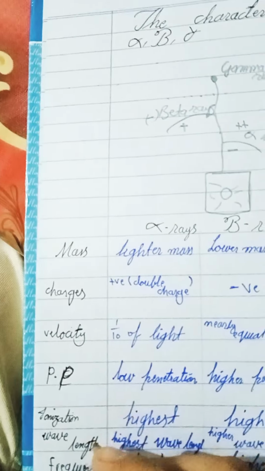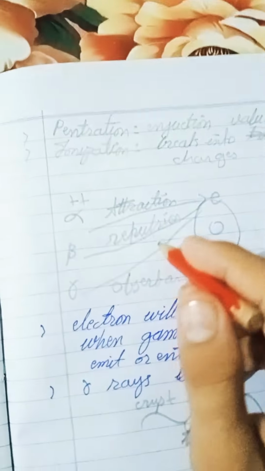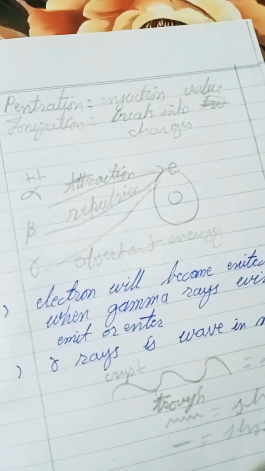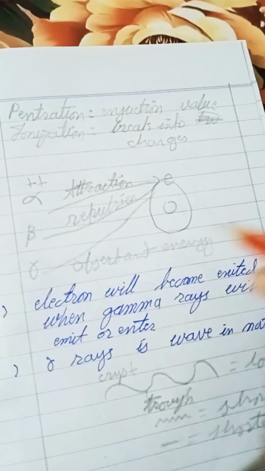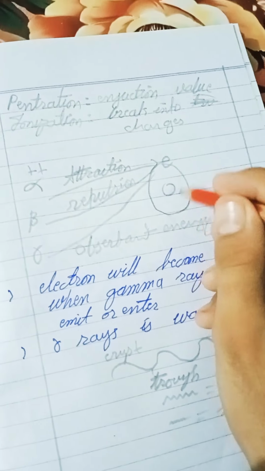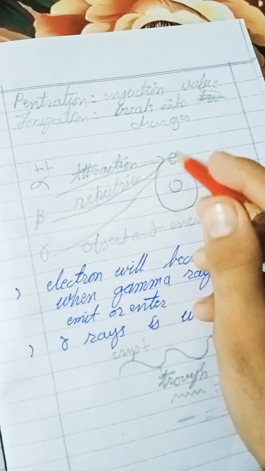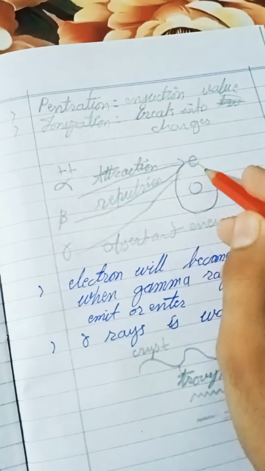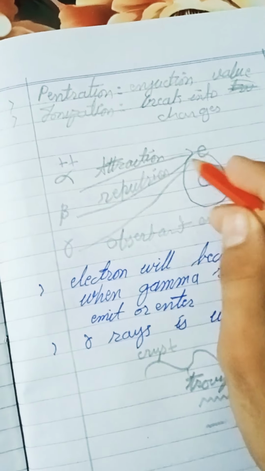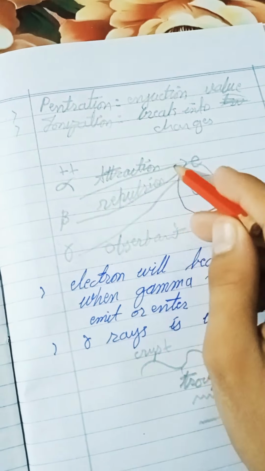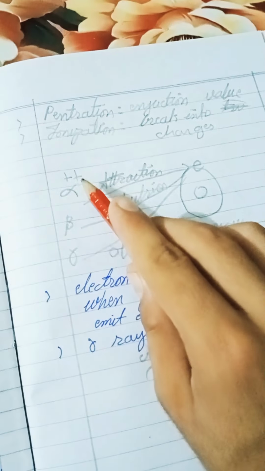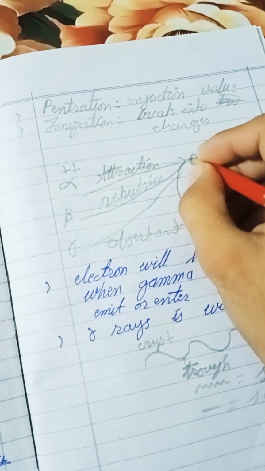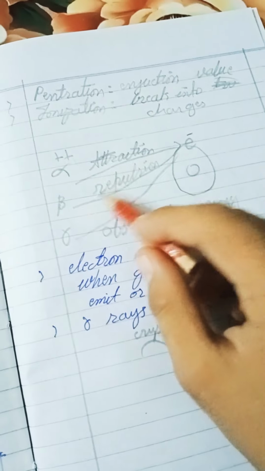Now let's discuss ionization. Here's an ordinary element or atom, and here's an electron. Whenever we bombard any atom with alpha rays, the alpha rays will not simply go through, but will attract the electron because alpha is doubly positive and the electron is negative, so it will attract the electron towards itself. So what's the point?